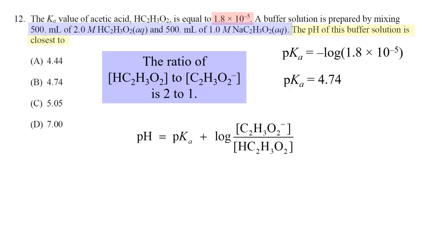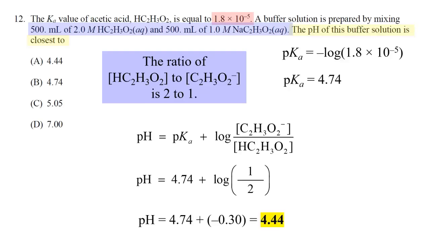So there is a 2-to-1 ratio of acetic acid to acetate. Now, in our equation, that would mean that we'll be putting 1 on the top and 2 on the bottom in that ratio. So the 1 would correspond to the acetate, and the 2 would correspond to the acetic acid. So 4.74 is the pKa. What's the log of 1/2? Well, the log of 1/2 is negative 0.30. So 4.74 plus a negative 0.30 gives us the answer to question 12, which is a pH of 4.44.